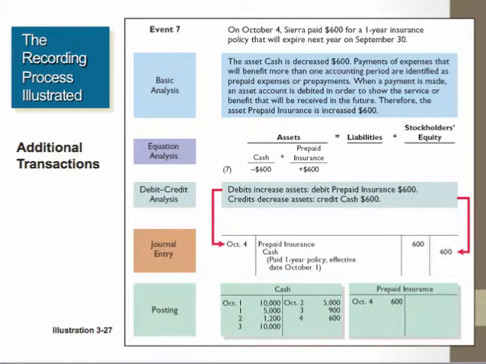Event 7, on October 4th, Sierra pays $600 for a 1-year insurance policy. Remember, because this was for a 1-year policy, this transaction was a prepaid expense, not an expense yet until each month occurs. So we increase an asset account called prepaid insurance by $600, and we show that we paid out the cash for $600. So debit prepaid insurance $600, credit cash $600.